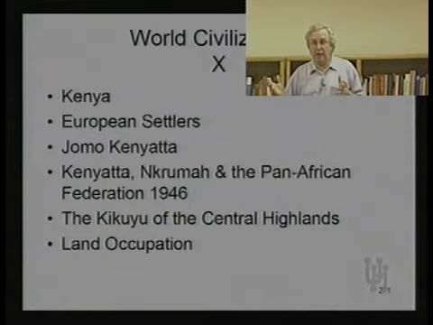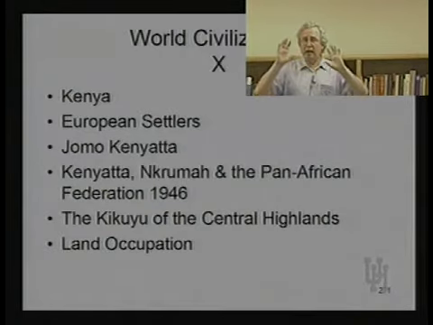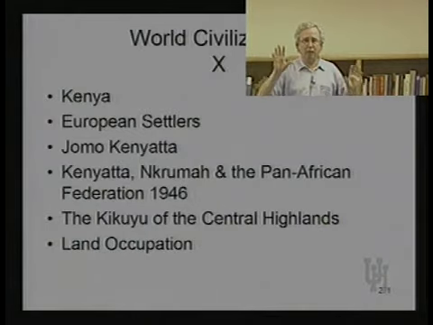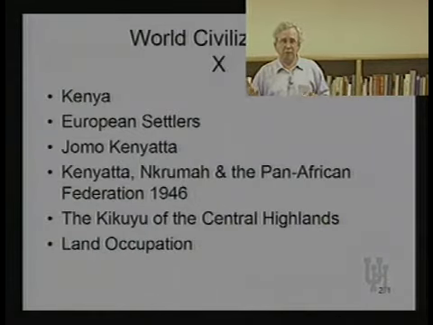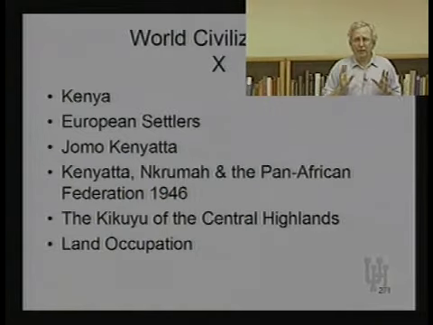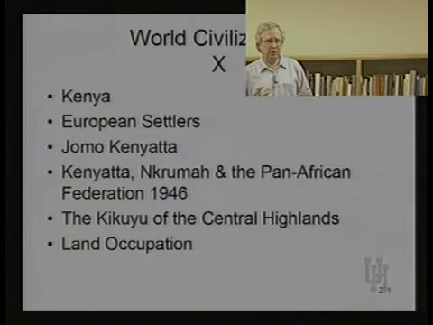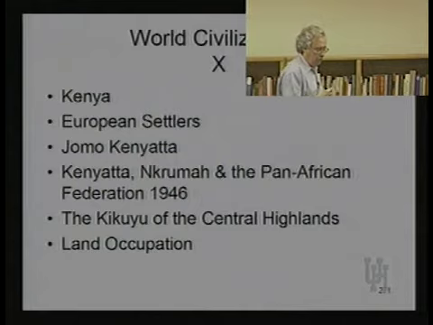And the purpose of the Pan-African Federation was to foster cooperation among the various leaders in the African colonies who were pressing for independence. So this is a group of people who are highly educated, who have considerable international contact with each other, who have certain common goals. They're not operating in complete isolation.